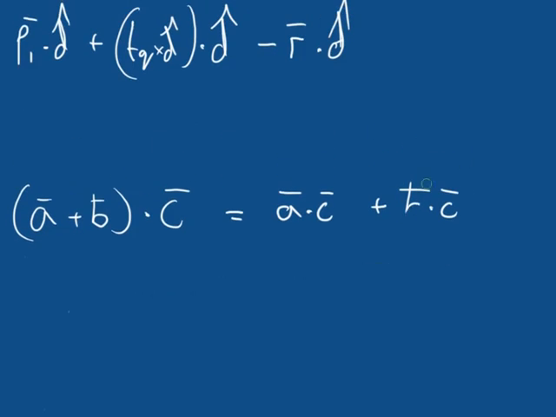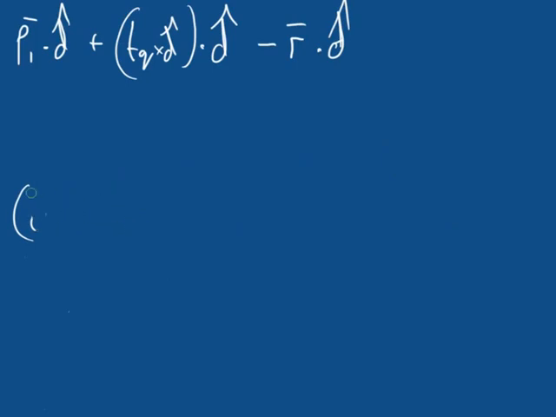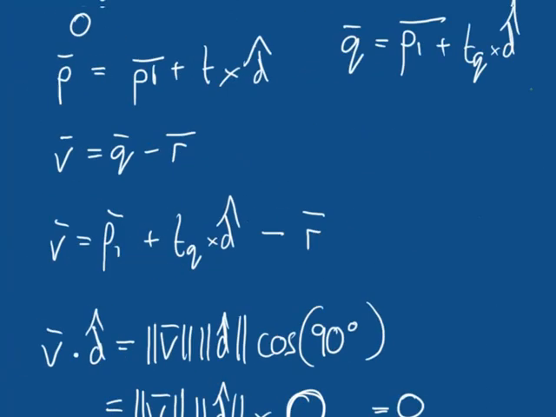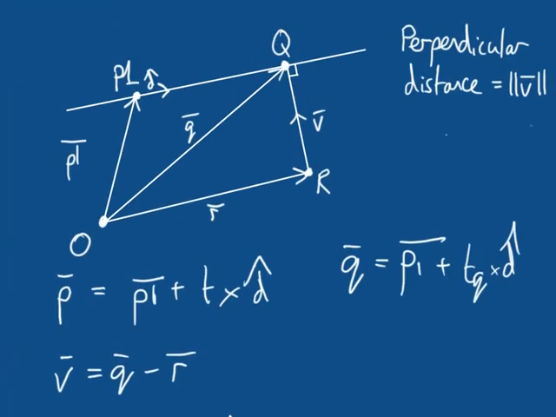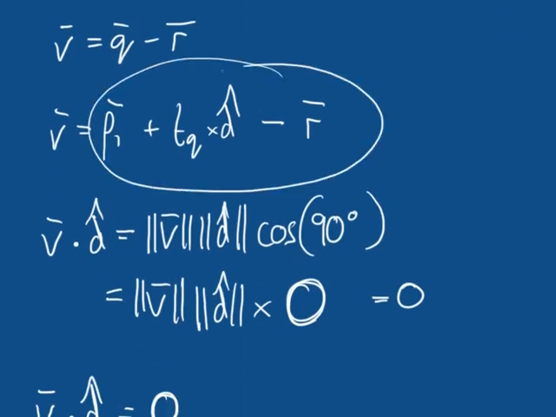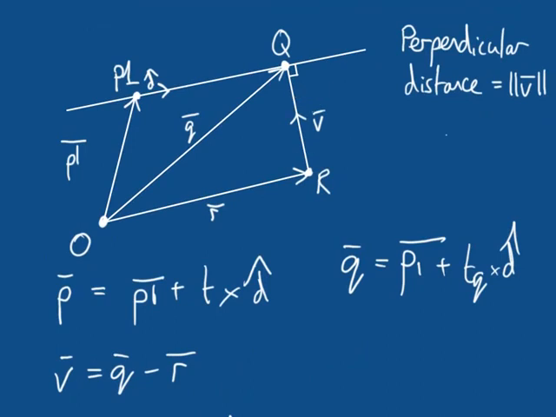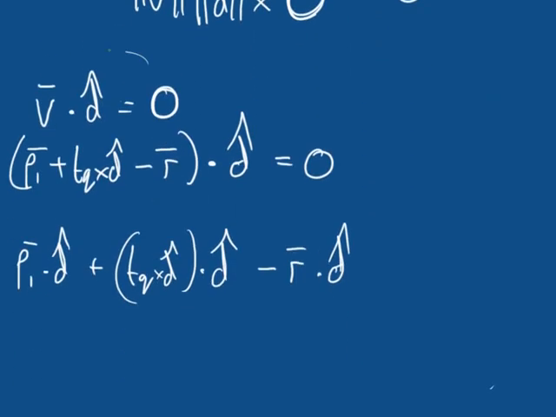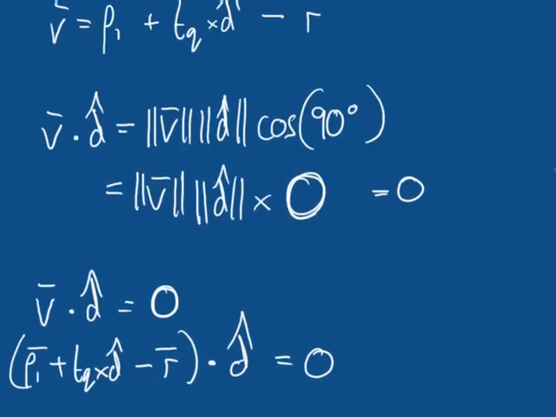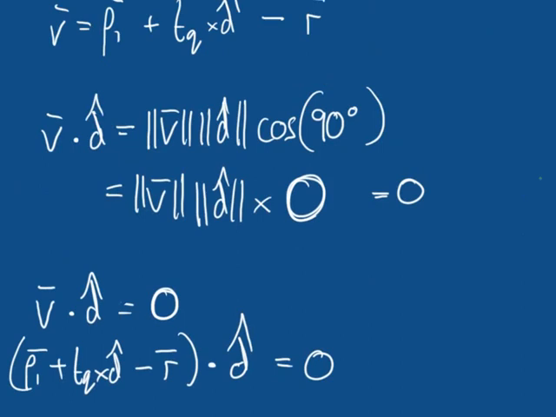Now that was getting a little bit out of what I wanted to be talking about in this video, so I am now going to refresh our memory of where we'd got to in solving that problem. If you recall, we said that our vector v, which we'd found to be equal to p1 plus tq times d minus r, is perpendicular to d, so if we take the dot product of v dot d, that's equal to 0.